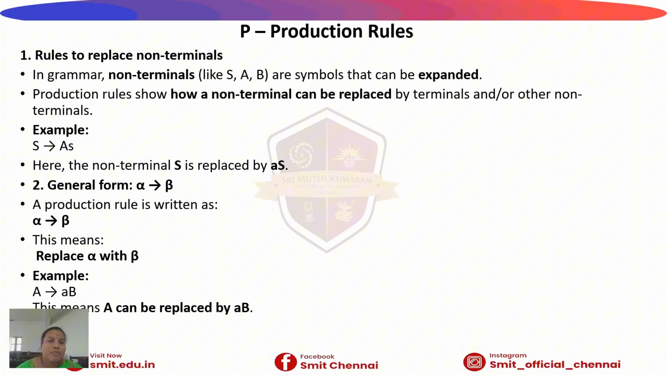The general form is alpha goes to beta. The production rule is written as alpha arrow beta, which replaces alpha with beta. For example, A goes to AB. This means A is replaced by AB.